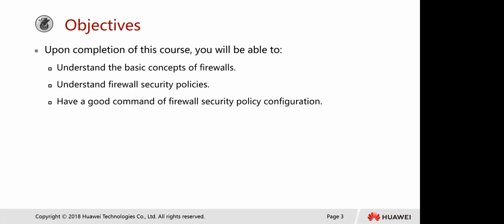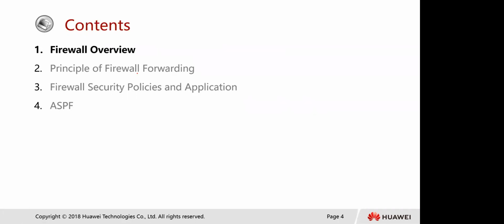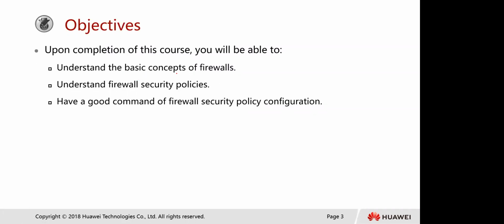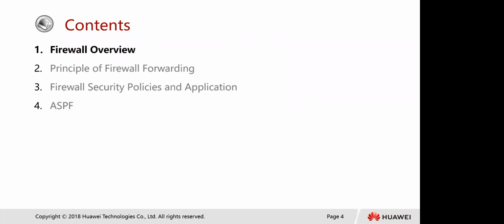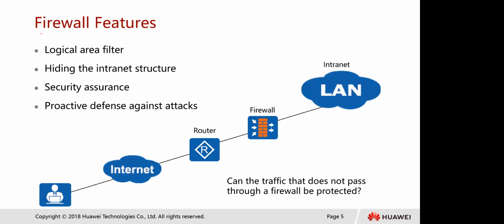So back to the course, we are saying that upon completion of this course, you'll be able to understand the basic concepts of firewalls, understand firewall security policies, and have a good command of firewall security policy configurations. So firewall overview. We looked at firewalls, and I want to understand what the firewall overview is. You already told me that we use firewalls to help us protect our networks from intruders or from attacks. So originally, a firewall, just like our colleague talked to us, referred to a wall between houses, and it was basically put there to prevent fire from spreading.